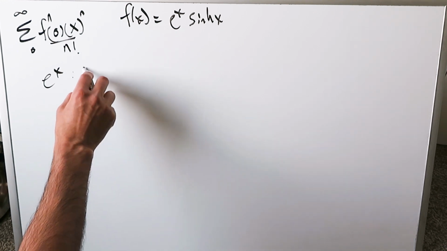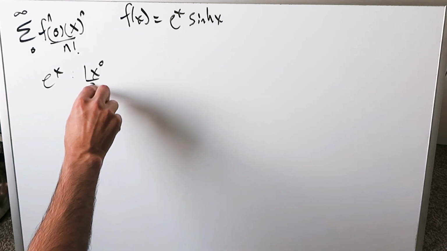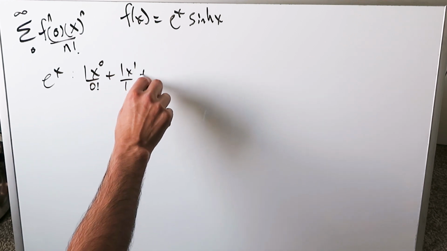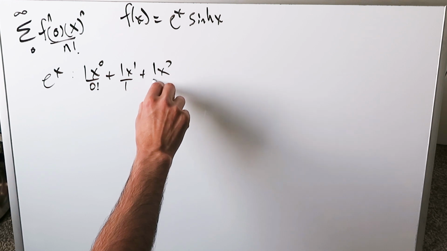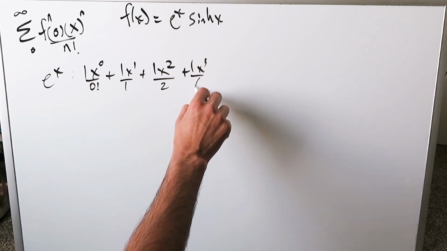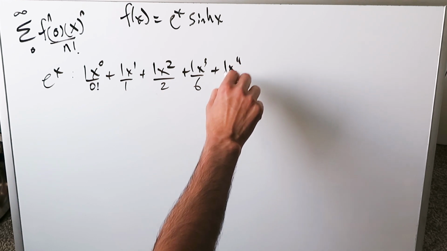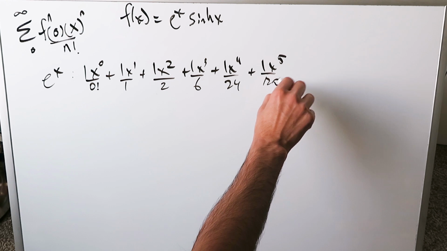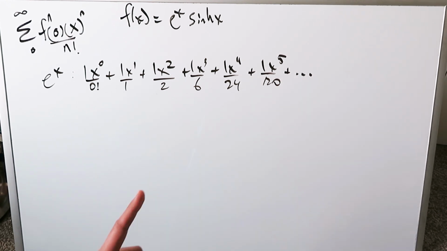You will have here 1 times x to the power of 0 over 0 factorial, plus 1 times x to the 1 over 1 factorial, plus 1 times x squared over 2 factorial, which is a 2, plus 1 times x cubed over 3 factorial, which is a 6, plus 1 times x to the 4 over 4 factorial, and lastly 1 times x to the 5 over 120, and you can go on and on. So that's easy. When you have to do these individually, it's easy.